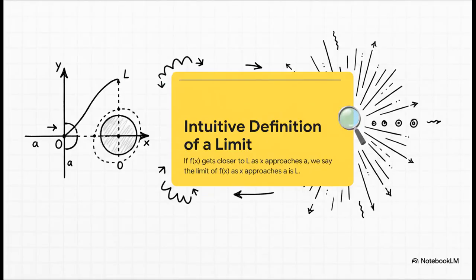And this is the idea formalized. All it's saying is this: the limit of a function as x approaches some number a is another number L if we can get the function's value as close to L as we could possibly want just by picking an x that's close enough to a.